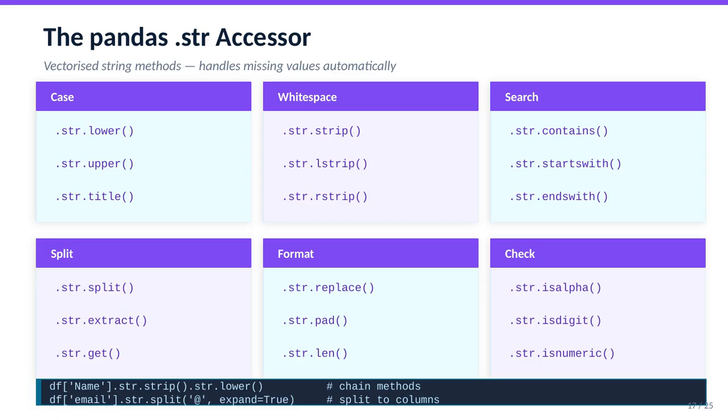Use case methods like lower, upper, title; whitespace helpers strip, lstrip, rstrip; search methods contains, startswith, endswith, split, extract, get; format with replace, pad, len; and checks like isalpha, isdigit, isnumeric. For example, df.name.str.strip().str.lower() chains operations, and df.email.str.split('@', expand=True) splits into columns.